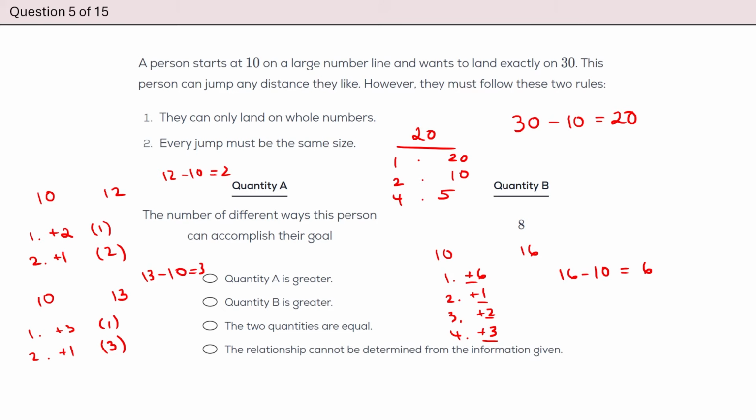So 1 times 20, 2 times 10, 4 times 5. How many factors is that? That's going to be 6 factors. So what's bigger, 6 or 8? Obviously 8 is bigger, so B is the correct answer.